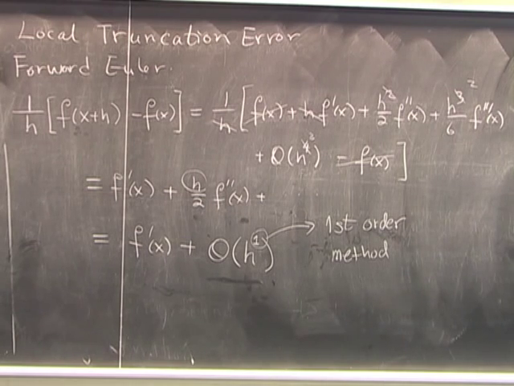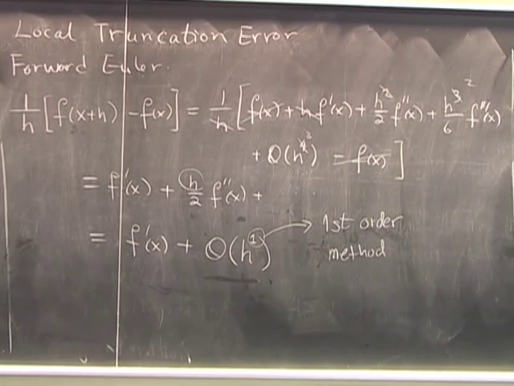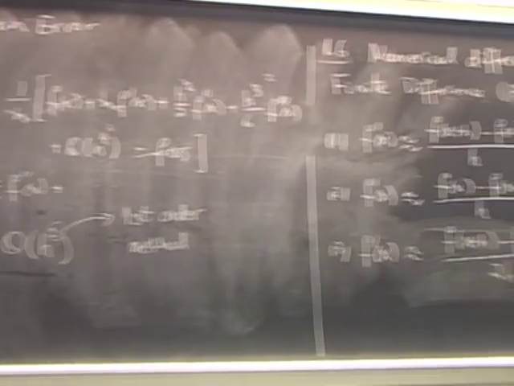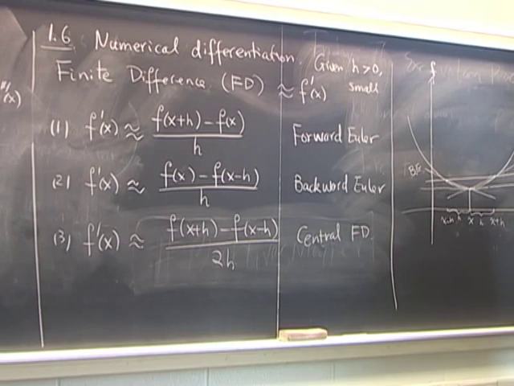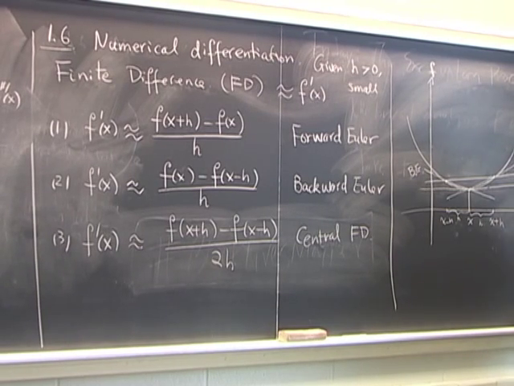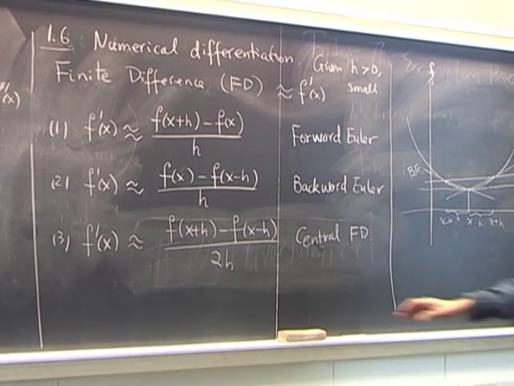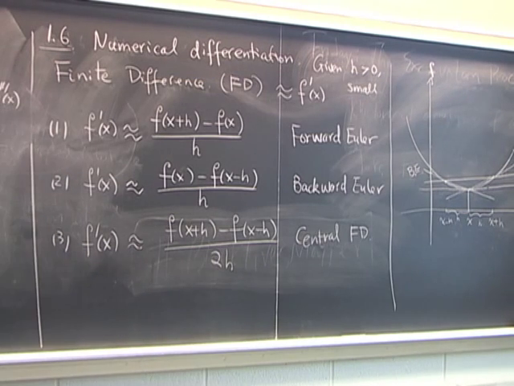Now I want to do backward Euler, you can carry it out in the same way. You find out it's a first order method as well. And from our analysis here, it seems like the central finite difference looks like a better way of doing it. And let's get that verified and see if it is actually higher order. Let's try that.